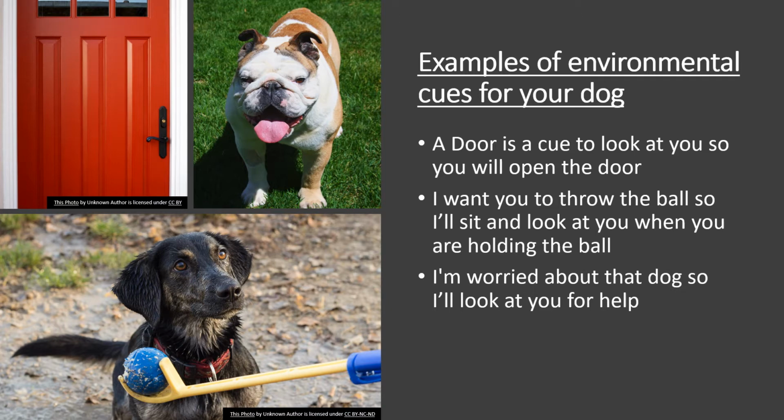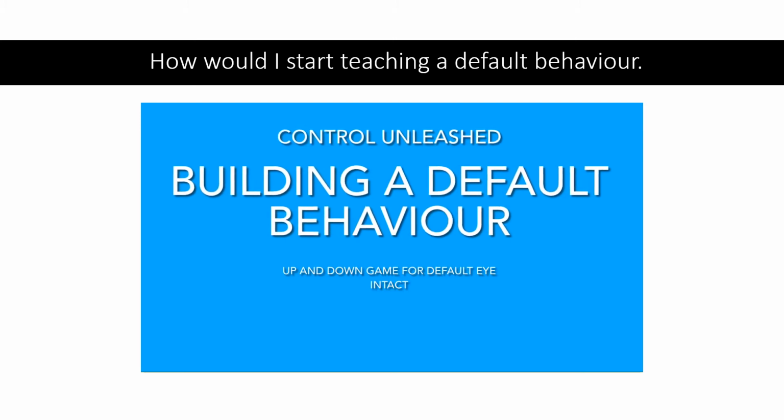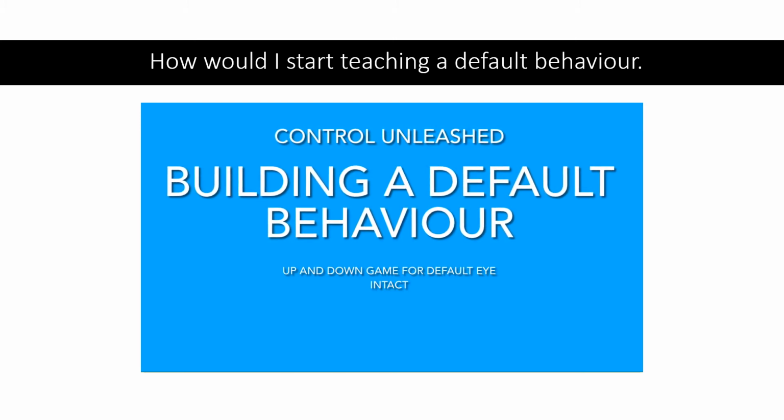Examples of environmental cues for your dog could be a door. You and the dog are standing in front of a door. That can become a cue for the dog to look at you, so you'll open the door and you can go out and do fun things. You're standing there with a ball and the dog wants you to throw it. You standing with the ball can become an environmental cue for the dog to look at you or sit so that you will throw the ball. Let's say your dog is worried about that bulldog it sees. That can become an environmental cue for the dog to look at you, so you'll help them out in that situation.